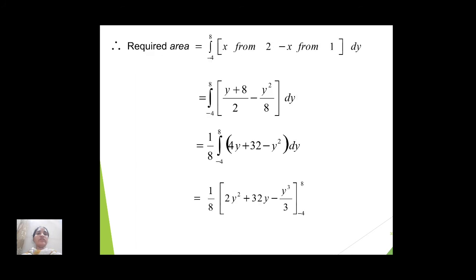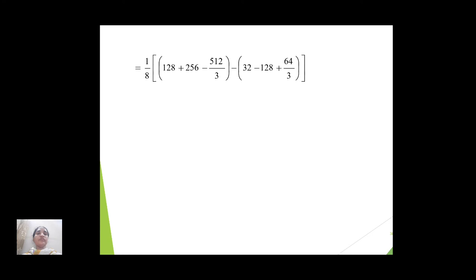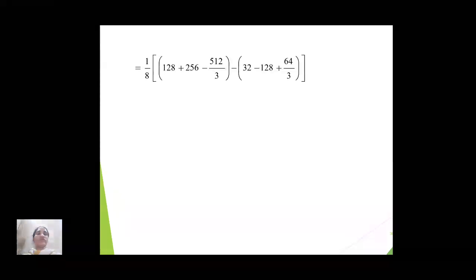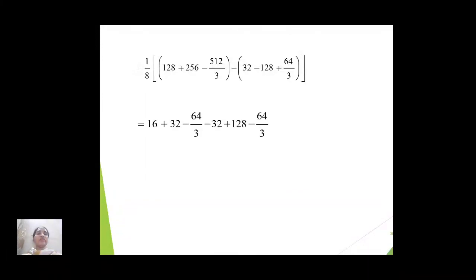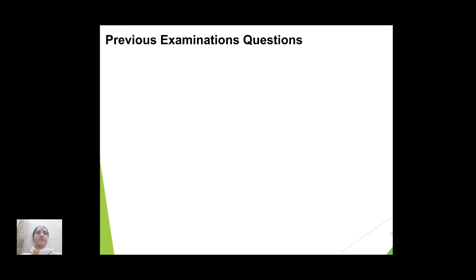Next we get, upper limit, we will substitute, then we get 128 plus 256 minus 512 by 3, minus lower limit minus 32 minus 128 plus 64 by 3. Then finally the calculation becomes 304 by 3 square units.